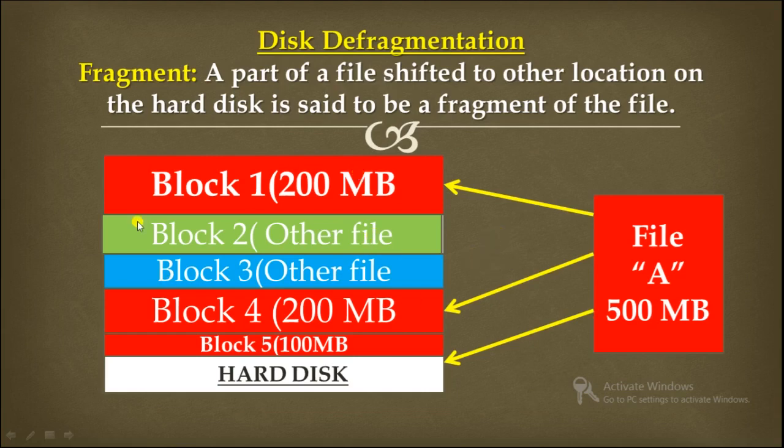So this is a fragment of the file. As you can see on the screen, 200 MB of the file is stored in block 1, 200 MB in block 4 and 100 MB in block 5. These are not in the same place. That's why this is a fragment of the file.